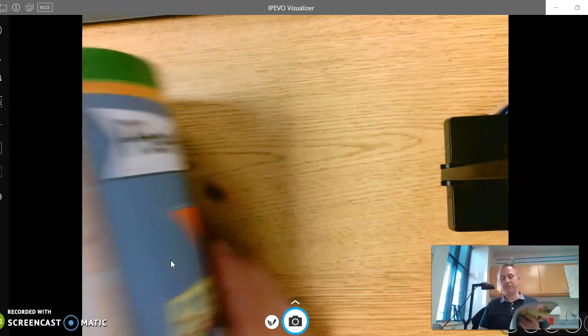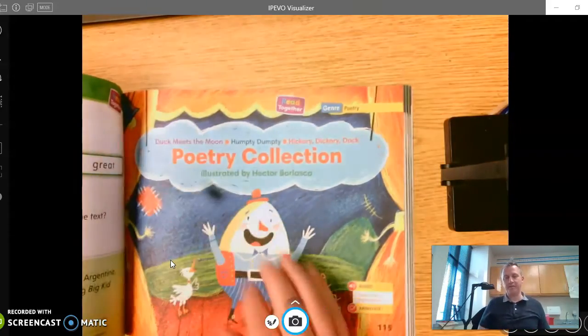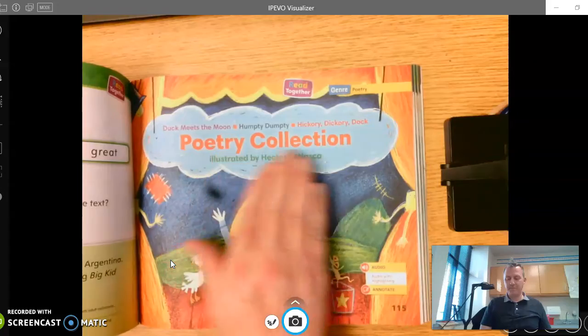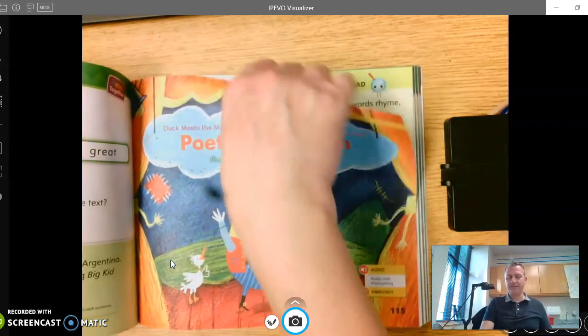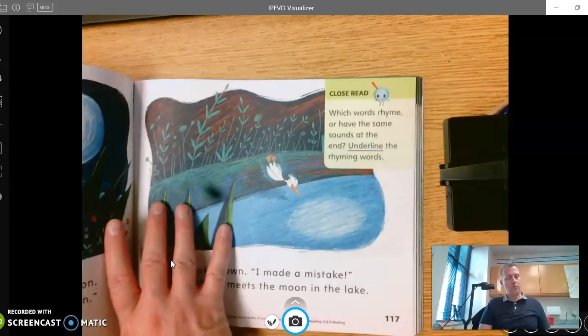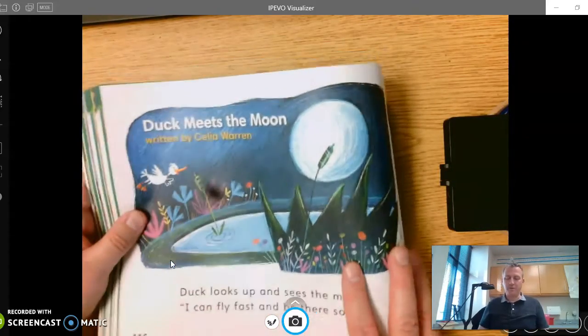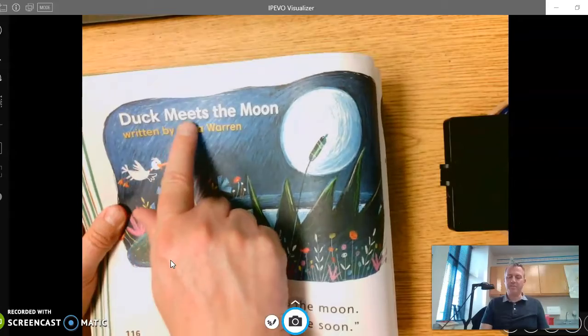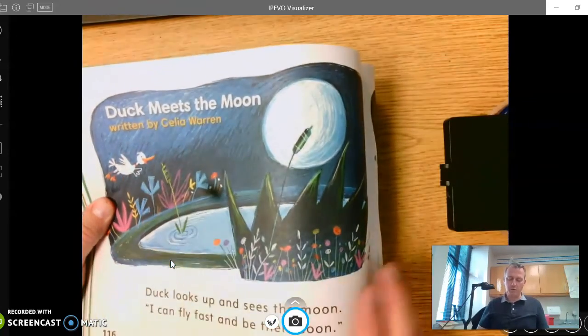All right, so now, boys and girls, we're going to turn our page. We're actually going to skip a couple of pages here. This says Poetry Collection, and we're moving on past this page all the way to page 116. I'm going to fold it so you can see it. This is the second poem we're going to read today. It's called Duck Meets the Moon. This is written by Celia Warren.